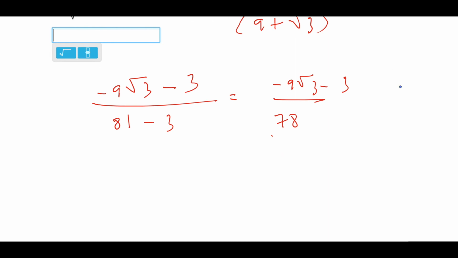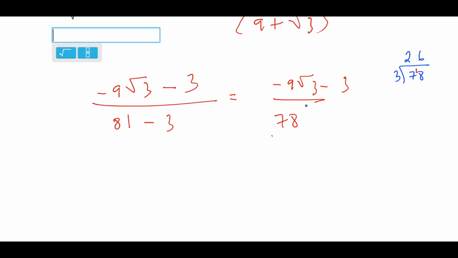Okay, so then 3 goes into 78. And we can do the fast division way. You remember how to do that? No. So 3 goes into 7 how many times? 2 times. Remainder 1. And then 3 goes into 18 how many times? 6 times. Okay. So it's 26. 3 goes into 78, 26 times.